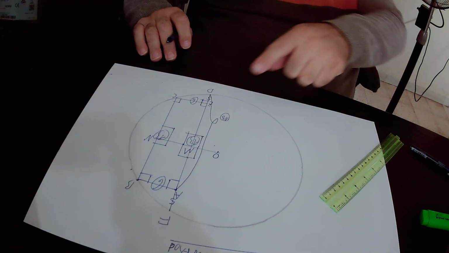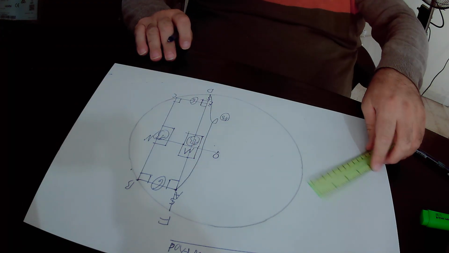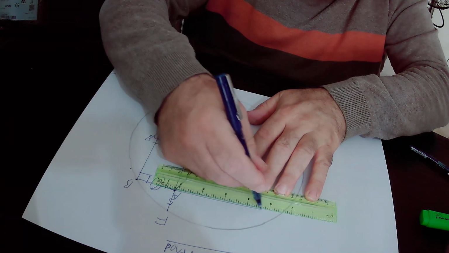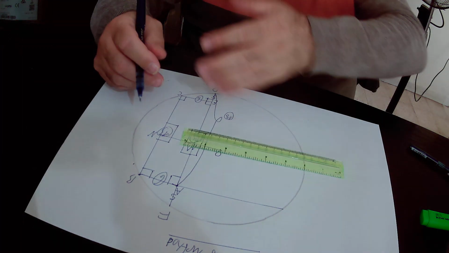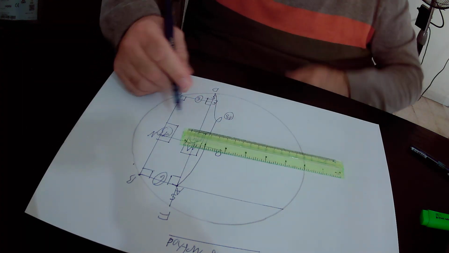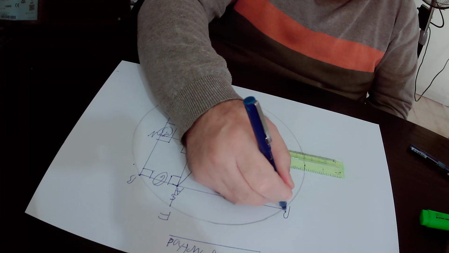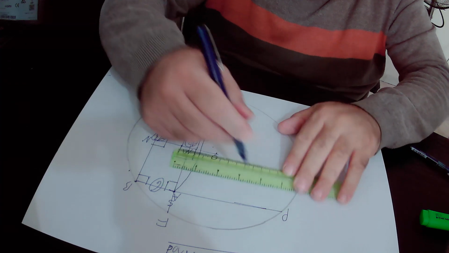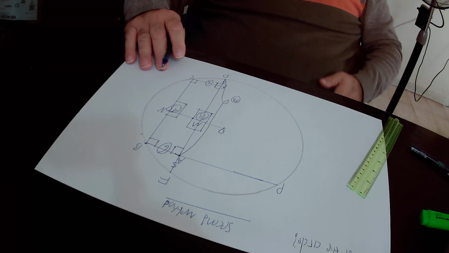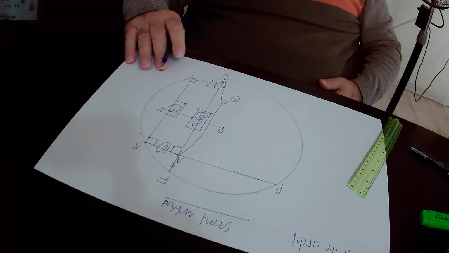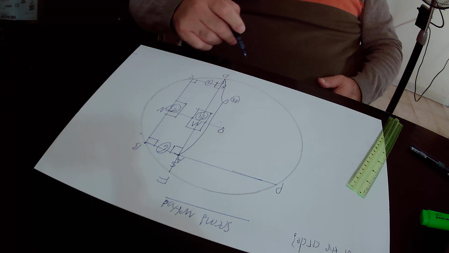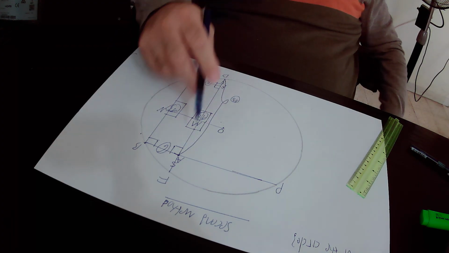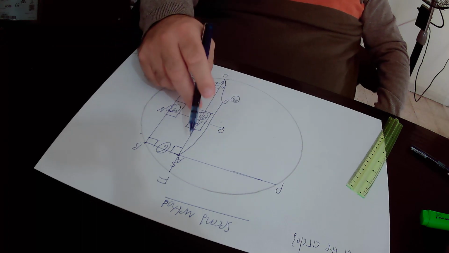In the next step, we will extend side BA until it touches the circle. We will define the touching point of the extended side BA and the circle as P. So we have here chord FD that intersects with chord PB at point A.